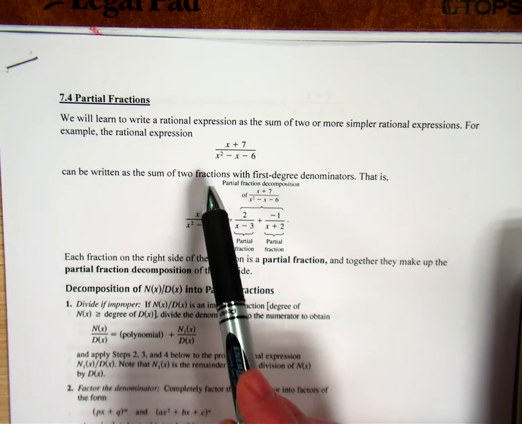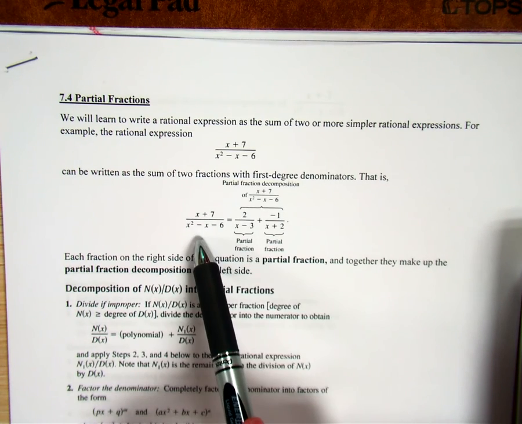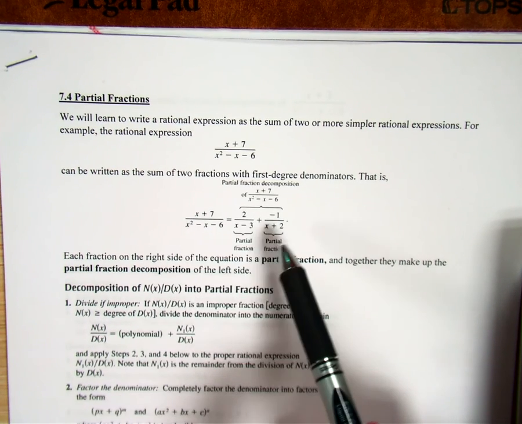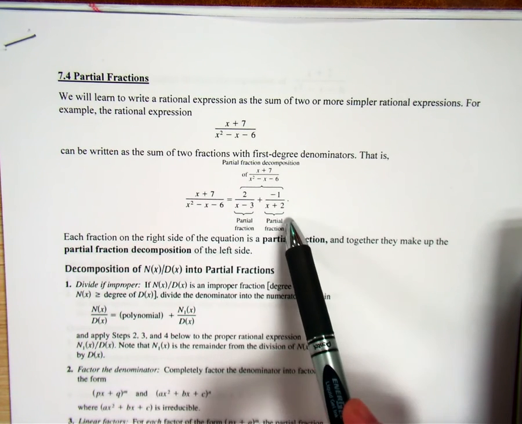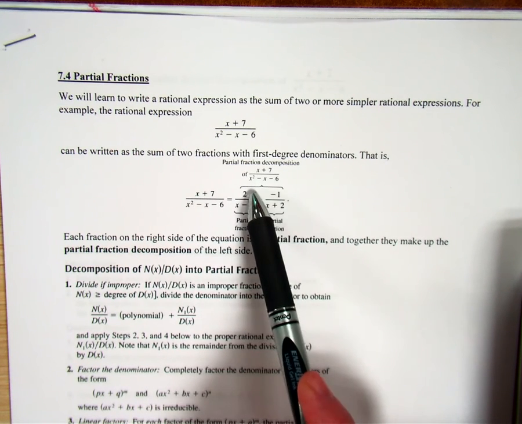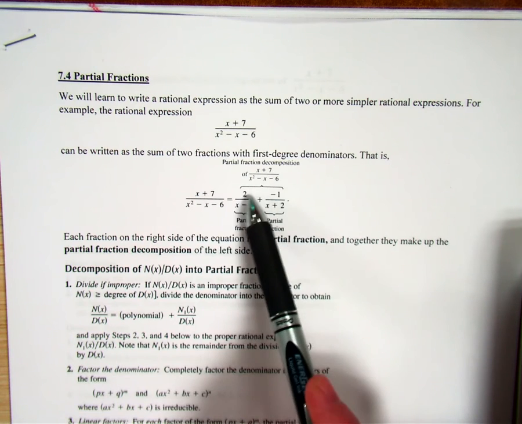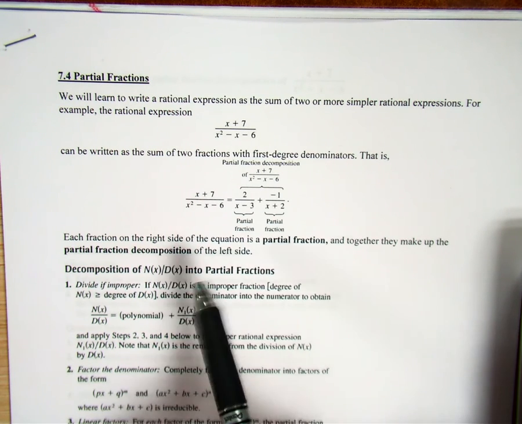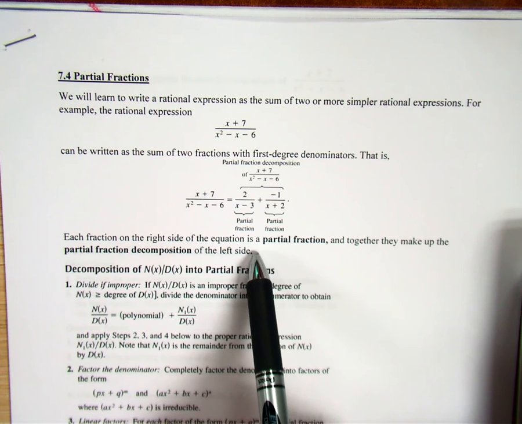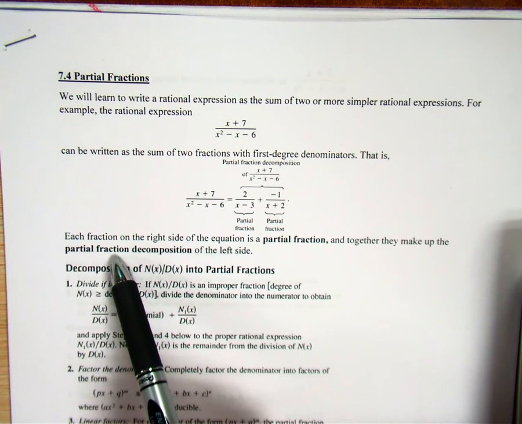sum of two fractions. Okay, we're going to factor that denominator to x minus 3 and x plus 2, and we're going to set up two smaller fractions with those denominators, x minus 3 and x plus 2, and it's going to be 2 on the top of that one and negative 1 on the top of that one, and we're going to figure out how to find the numerators of those. Each fraction on the right-hand side is a partial fraction, and together they make up the partial fraction decomposition.